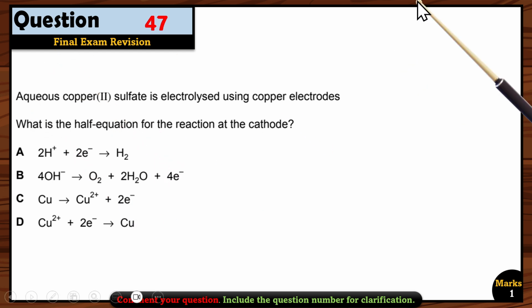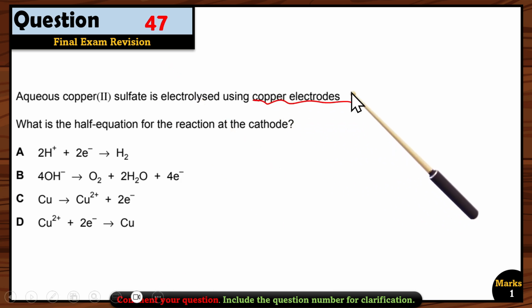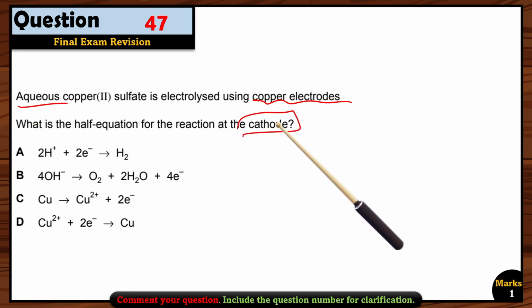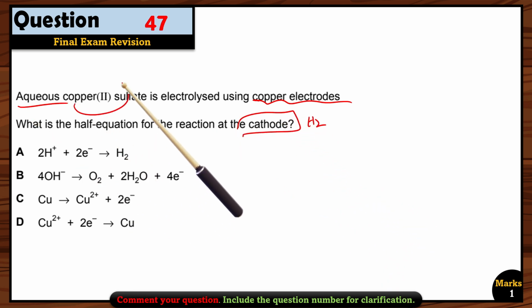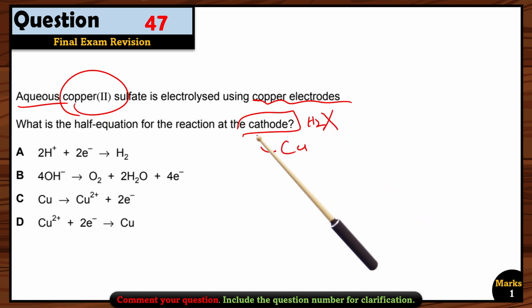Question 47. Now we have aqueous copper sulfate electrolyzed using copper electrodes. The electrodes are also copper, right? What is the half equation for the reaction at the cathode? If it's an aqueous solution, you will usually get hydrogen. But this is copper sulfate, so in the presence of copper sulfate you can never get hydrogen. You will always get copper at the cathode.